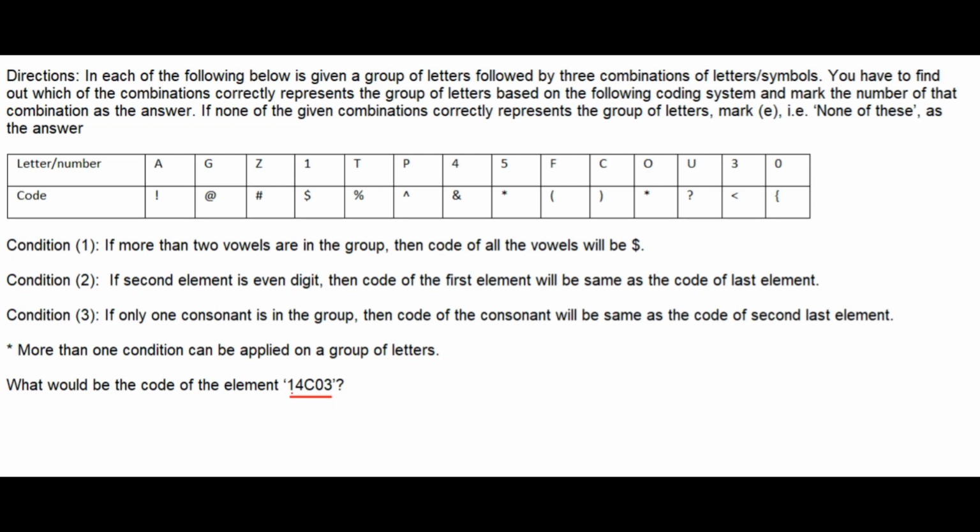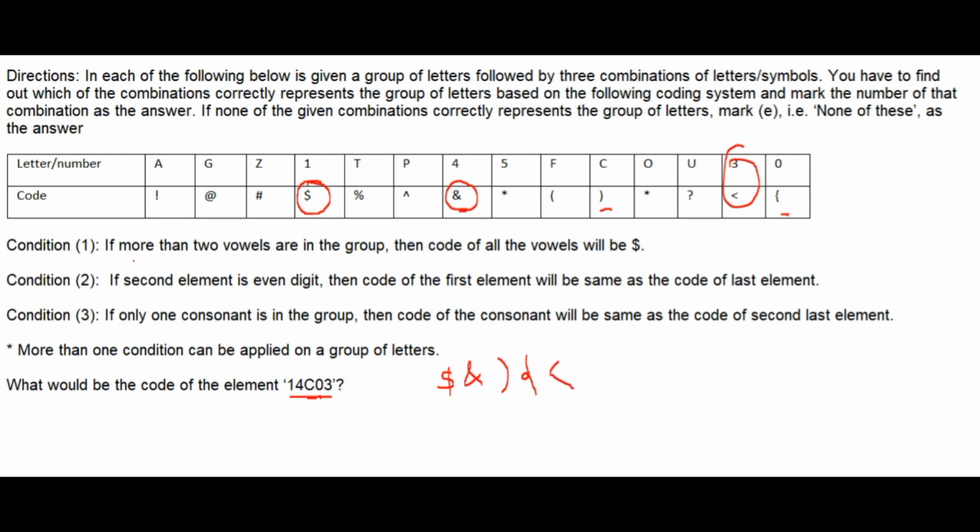Now what is the code of 1? Code of 1 is dollar. Now what is the code of 4? Code of 4 is ampersand. Now what is the code of C? C will be the closing bracket. Now what is the code of 0? 0 is opening bracket. Now what is the code of 3? Code of 3 is the less than mark. Okay, so this is the code.